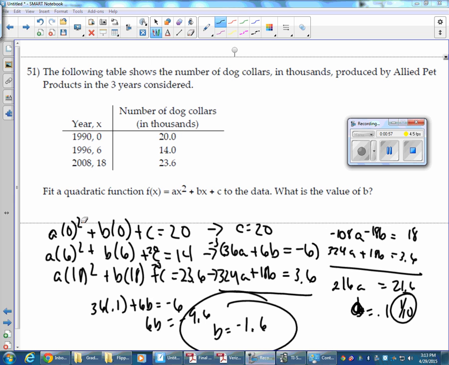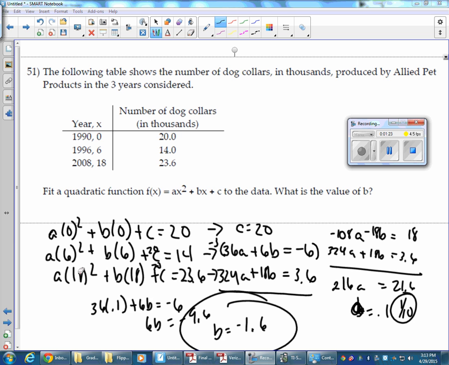Then I plug in 6: a times 6 squared plus b times 6 plus c, which is 20, equals 14. And I can simplify that. It becomes 36a plus 6b equals negative 6, because 6 squared makes 36, 6 times b is 6b, and then I take this 20, because I know c is 20 from the first equation, move it over to the right, and I get negative 6.